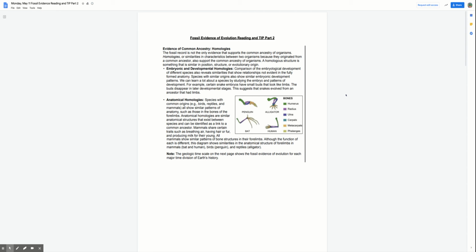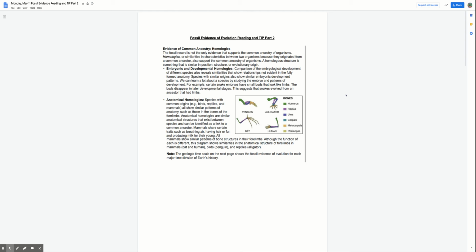Embryonic and developmental homologies. Comparison of the embryological development of different species also reveals similarities that show relationships not evident in the fully formed anatomy. Species with similar origins also show similar embryonic development patterns. We can learn a lot about a species by studying the embryo and the patterns of development.